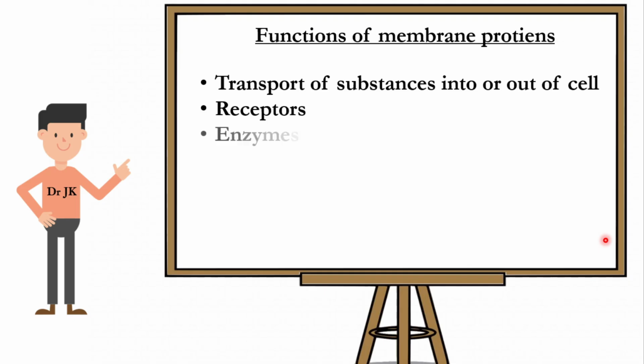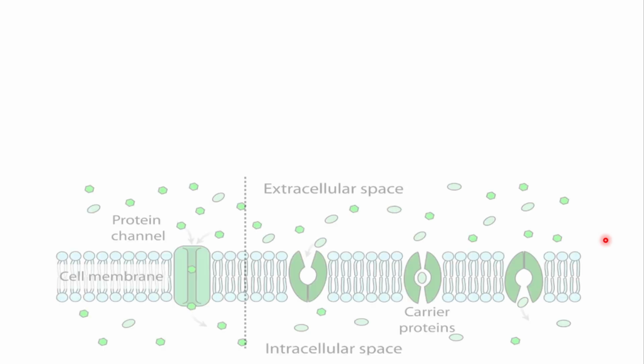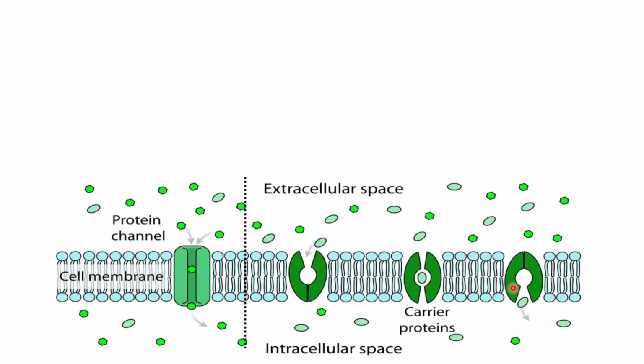They act as receptors, some act as enzymes, and some also play a role in immunity by giving antigenicity to certain substances. We'll look into the depth of how proteins help us transport. So these are two transporters. This transporter is called a channel, and this transporter here is called a carrier protein.